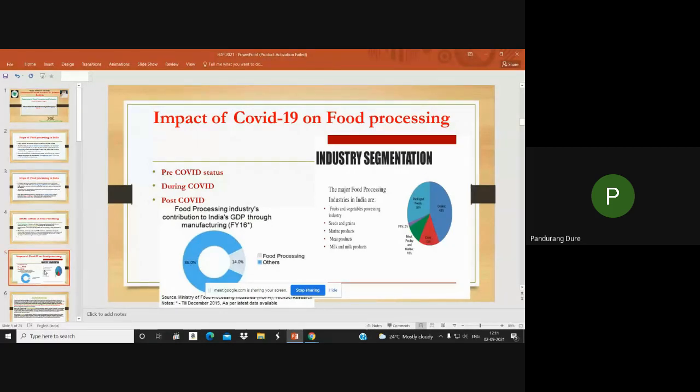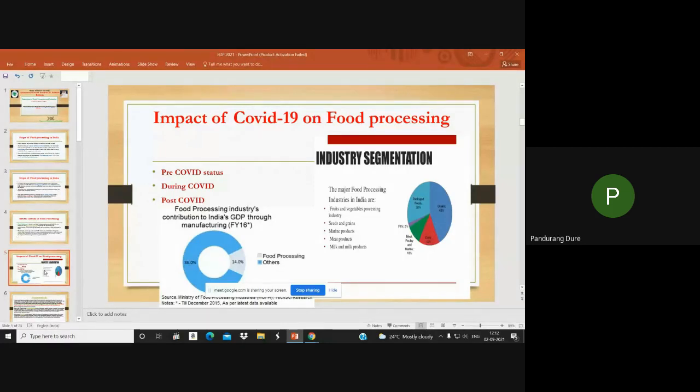During the COVID situation, the growth rate of India declined from 6.5% to 0.4%, and then to -0.9%. Post-COVID, it has started to grow up; in March 2021, the growth rate of India is 1.3%. Still, the growth rate of the food processing industry remains as it is: pre-COVID 8%, during COVID 8%, and post-COVID it increases again to 8 to 9.5%. So this is the scope of food processing.